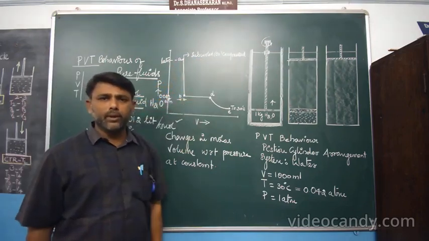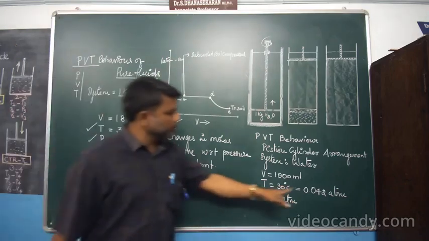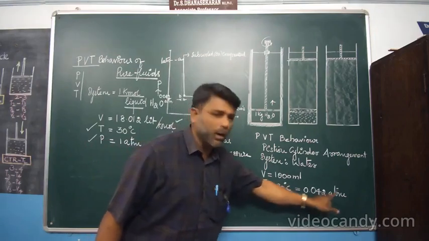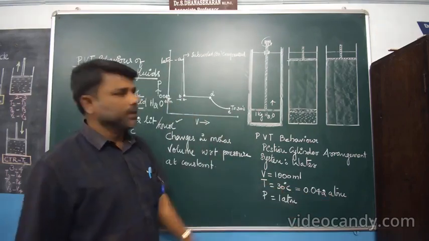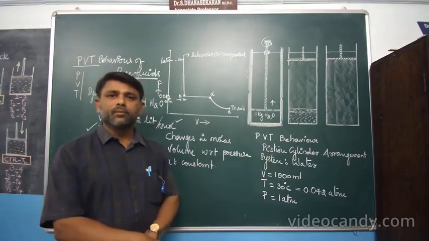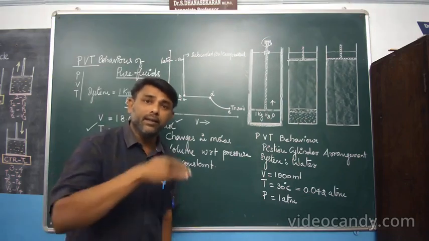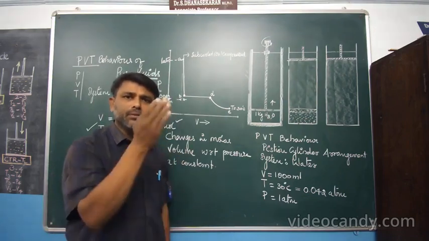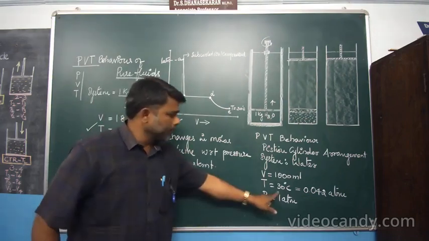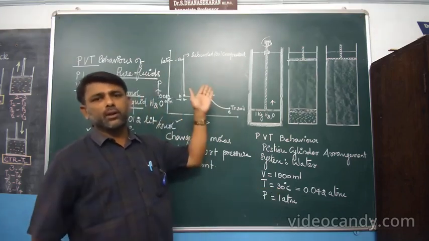Compressed liquid means at a temperature of 30 degrees Celsius, its saturation pressure is 0.042 atmosphere. But the system pressure is 1 atmosphere. Hence, I can say that the system pressure is higher than the saturation pressure of liquid water at a temperature of 30 degrees Celsius. Hence, it is in a compressed form, so it is called compressed liquid.